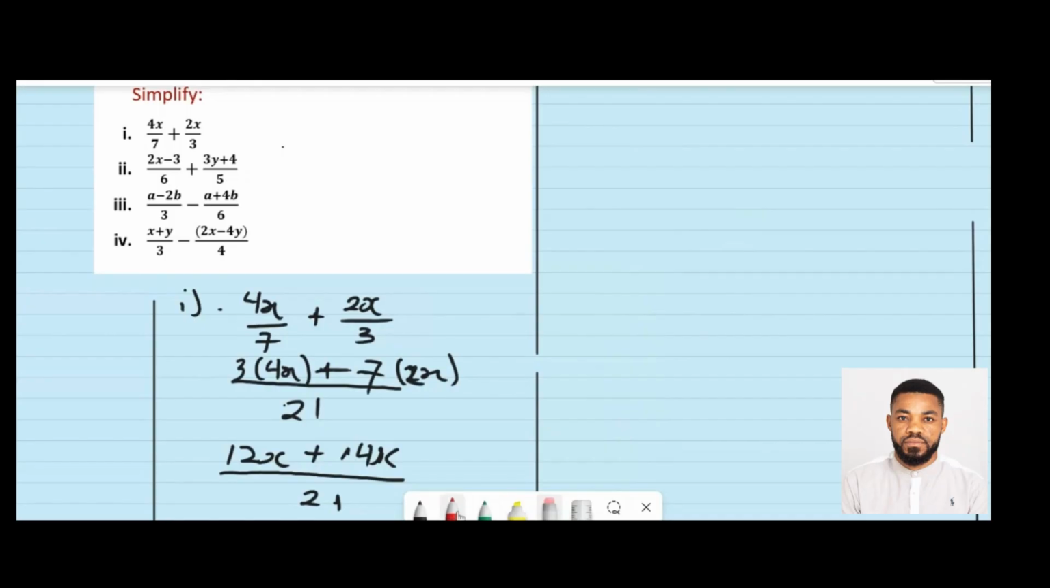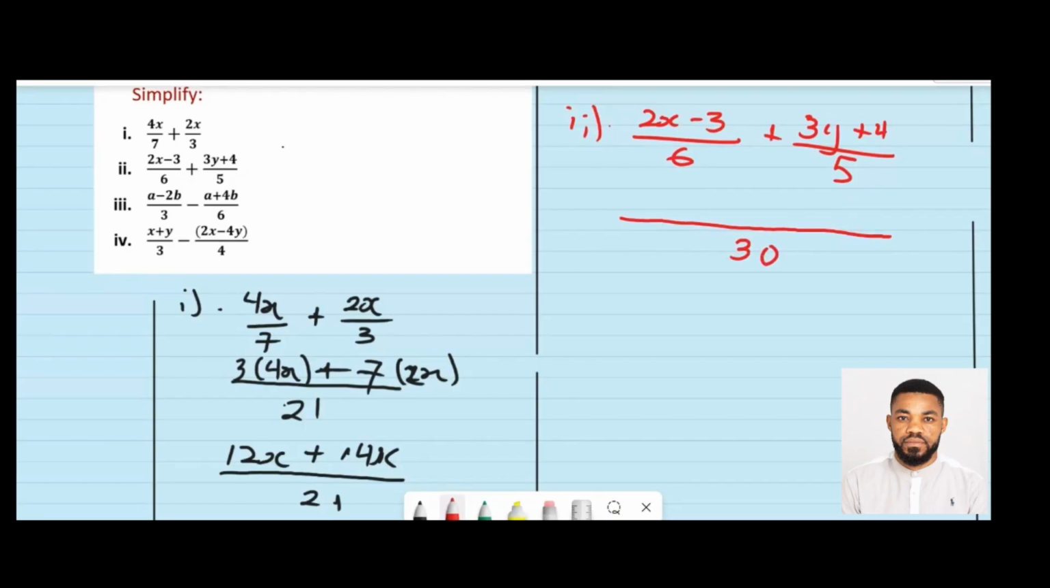Let's take the second one, that is II. The expression is very simple. We have II, and that is (2x minus 3) over 6 plus (3y plus 4) over 5. Okay, so how do we simplify this one? We have to find the LCM, and the LCM is going to be 30. That is 6 times 5, which will give us 30. Quickly, 6 goes into 30 5 times. You just multiply the 5 by the numerator. So that's going to give us 5.